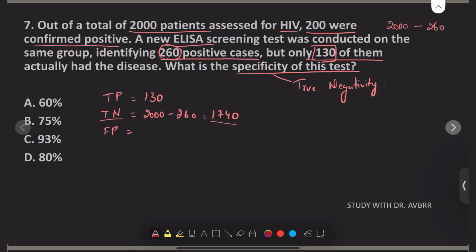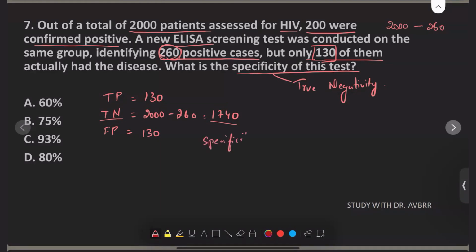So in the 260 cases, only 130 of them were actually having the disease. So the rest of the 130 were falsely positive. So those people will come under false positive: 260 minus 130. Okay, I hope you're understanding this. So, specificity formula.